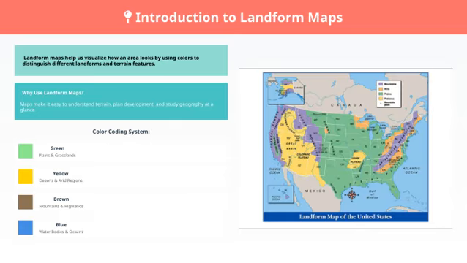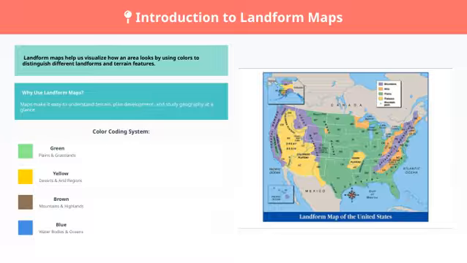So why do we use landform maps? Well, they make it much easier to understand the terrain, whether we're planning development projects or studying geography. Instead of just looking at a flat map with numbers or labels, we get a clear picture of the physical features of the land at a glance.